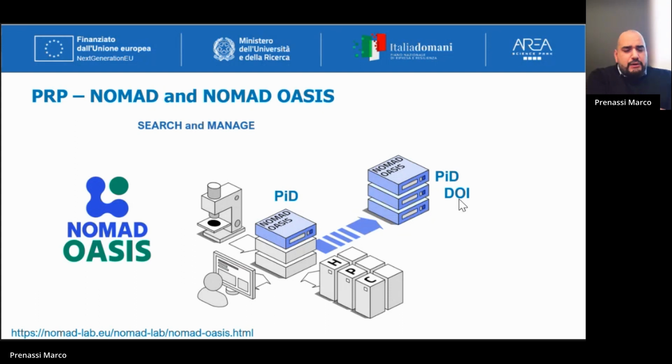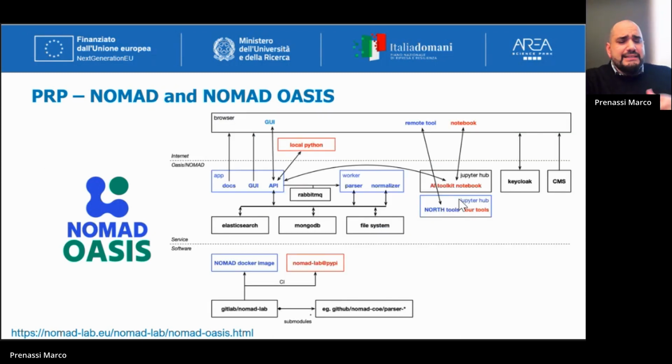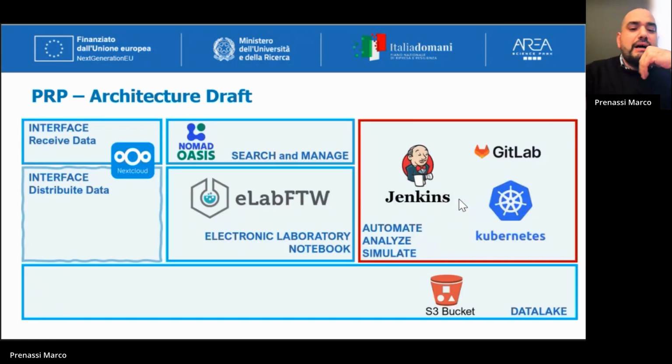Our experiments, our data will be in the local, let's say, centralized but local Nomad Oasis, and then we can choose what we share with the world, with another Nomad Oasis or with other systems. This is the architecture, but I'm not going to talk a lot. I will also tell you an example of automatization that we have made in our lab.